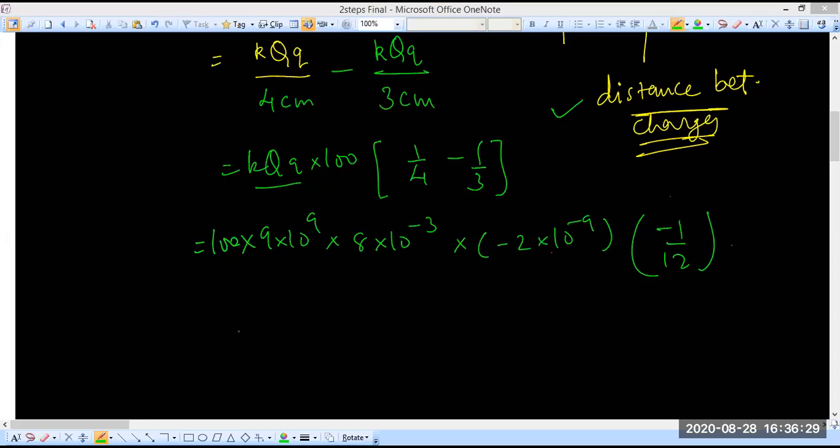Ramya, is the answer negative or positive? Raj, is the answer negative or positive? Think about it. Plus 1.2 or minus 1.2?